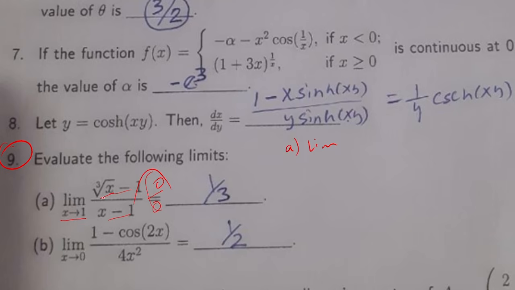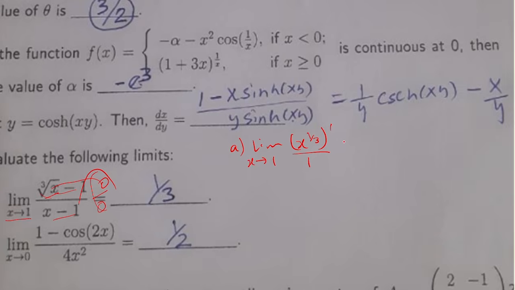So limit of the derivative of the numerator, that's the derivative of x to the power of 1 over 3, the derivative of 1 is 0, over the derivative of the denominator, which is 1, as x approaches 1, is equal to limit of 1 over 3 x to the power of 1 over 3 minus 1, that is minus 2 over 3, as x approaches 1. So x to the power of minus 2 over 3 as x approaches 1 is 1. The result is 1 over 3. The answer is 1 over 3.